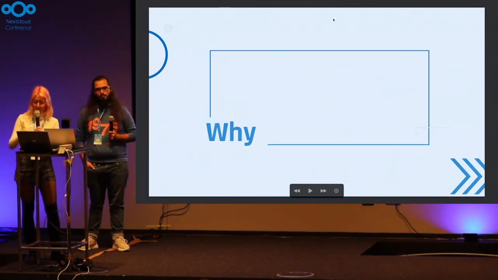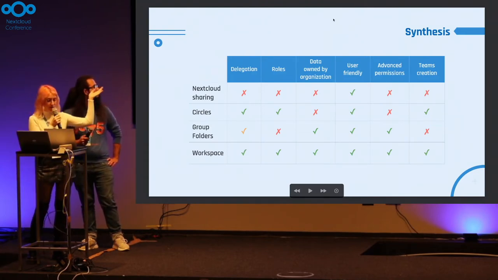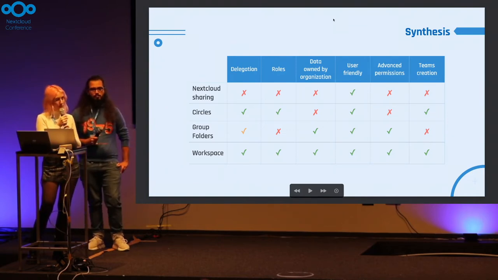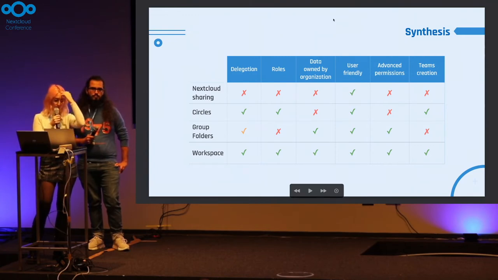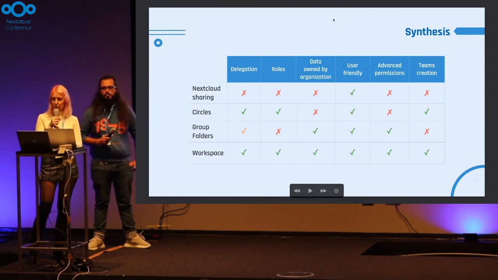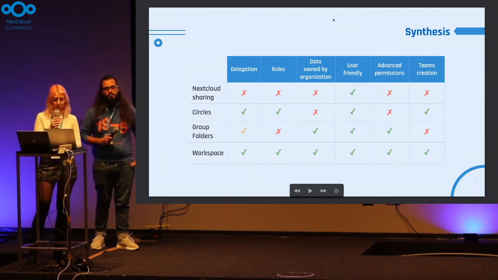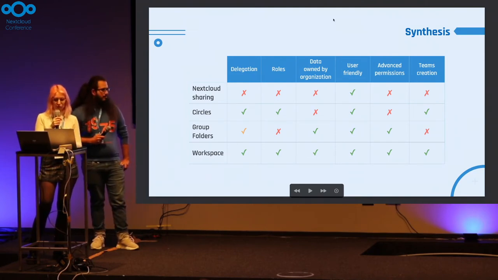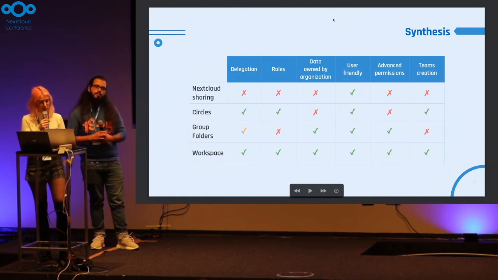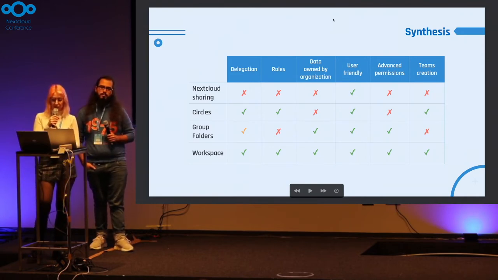Now, why did we create Workspace? Okay, so this table shows our client needs on the first row. You can see that the existing Nextcloud apps don't meet all of those needs. For example, Circles offers delegation, roles, and teams management, but advanced permissions are impossible, and the data isn't owned by the app. Group Folders, on the other hand, allows the use of advanced permissions, and its data is owned by the Nextcloud platform. The benefit is that the data remains accessible even when the user leaves. And that was actually a key need of our clients.